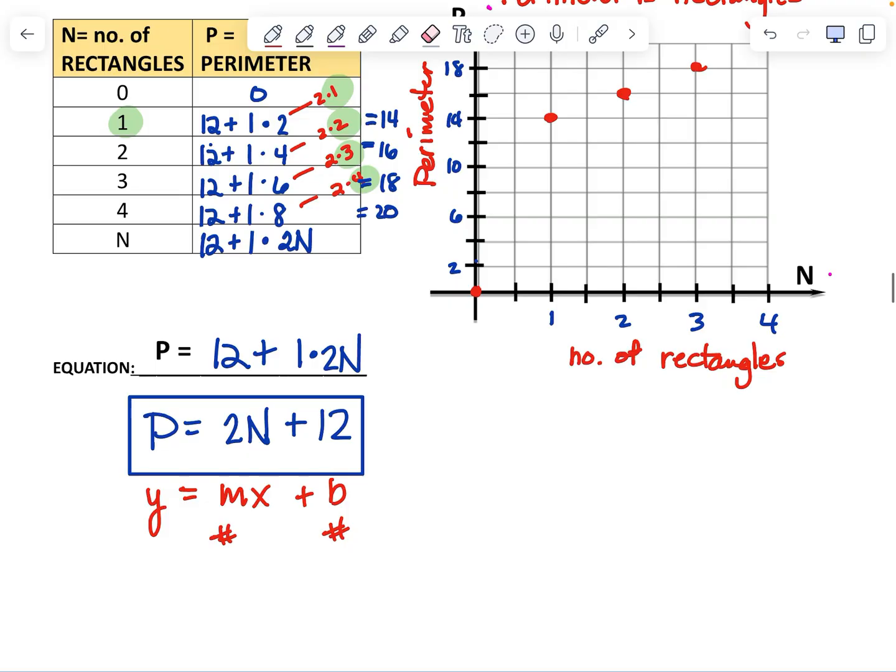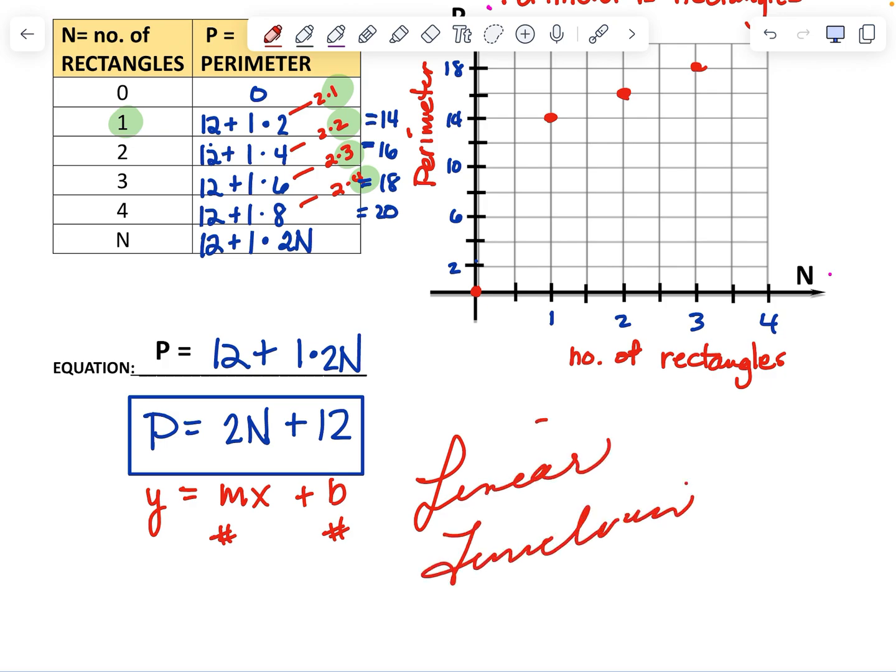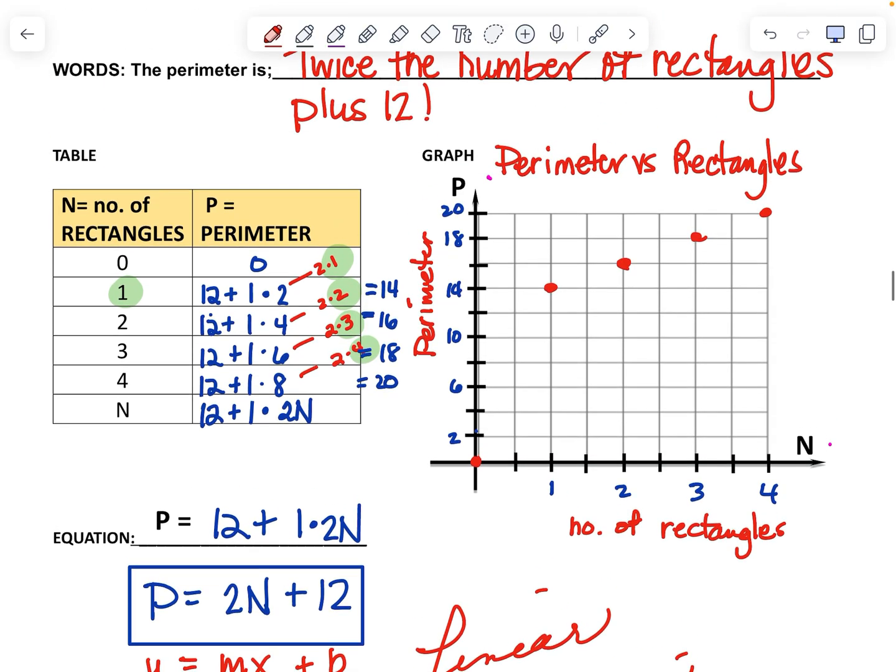You can see that that looks like a linear function. This is a linear function. Okay, and so you see our graph, we have the number of rectangles n, and we have the perimeter p. We see that when we input 1, we get 14. So we just have the graph illustration. 2, we get 16. 3, and that would be the point (3, 18) on the graph. Then the next point would be (3, 18), and then the last point is going to be (4, 20).